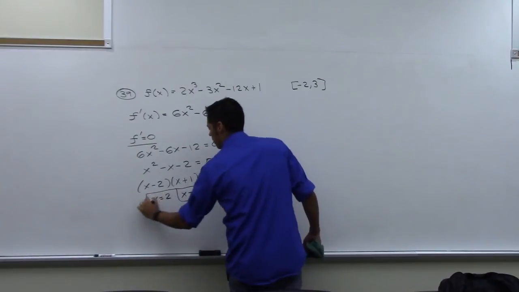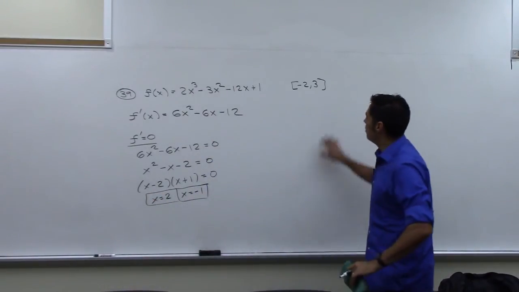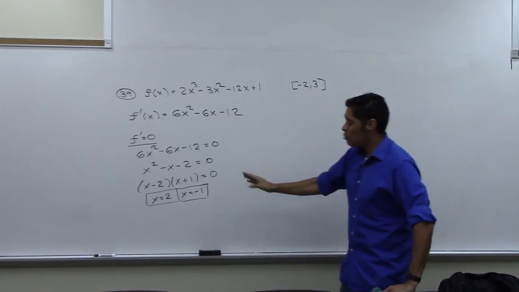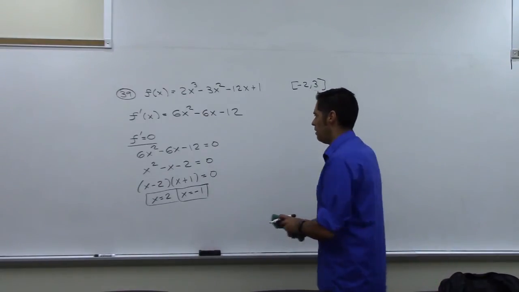All right, I need to take the derivative, figure out where it's 0. So 6x squared minus 6x minus 12 equals 0. I'll divide everything by 6. I can factor the left side, and I get x is 2 and x is -1. Two answers here. So I'm going to check to see if these are in here. 2 is in here, -1 is in here. If one of these wasn't in here, I would just throw it out. I just wouldn't look at it.